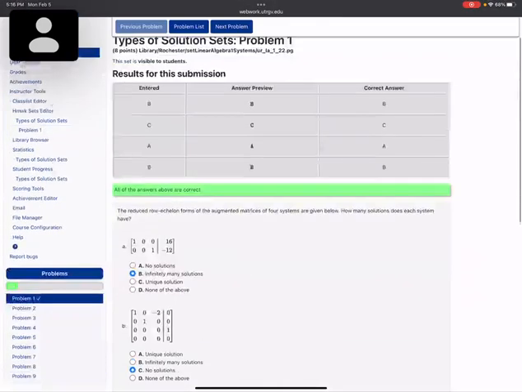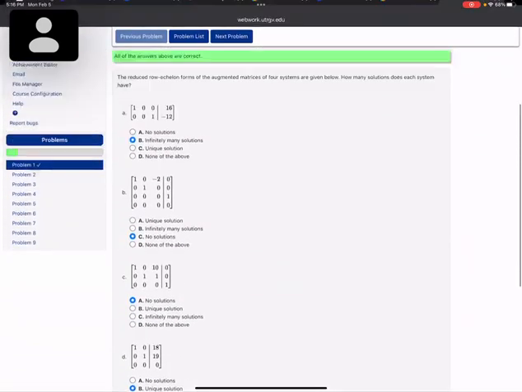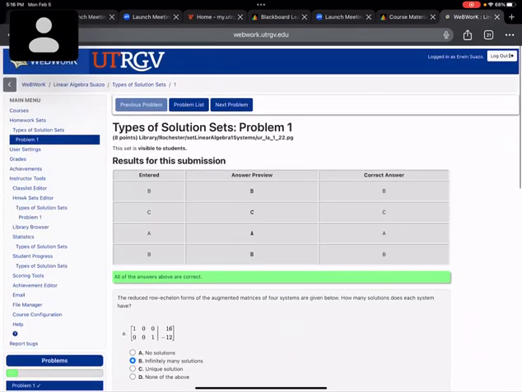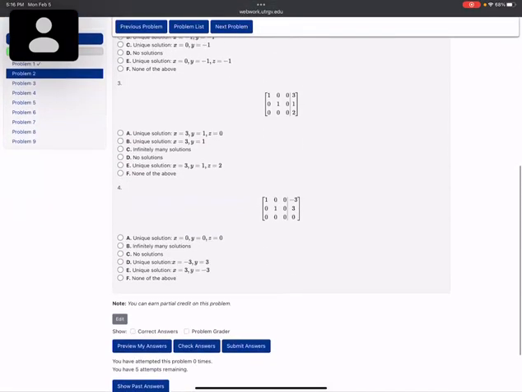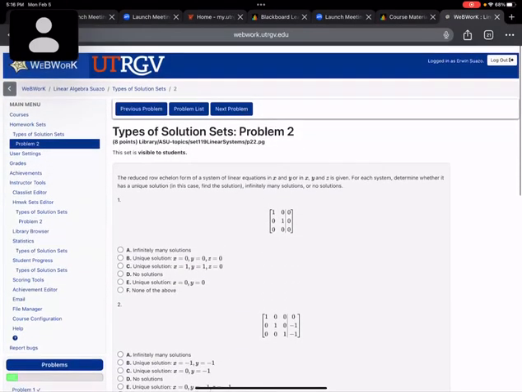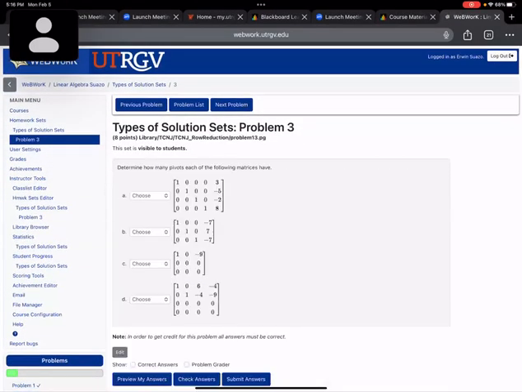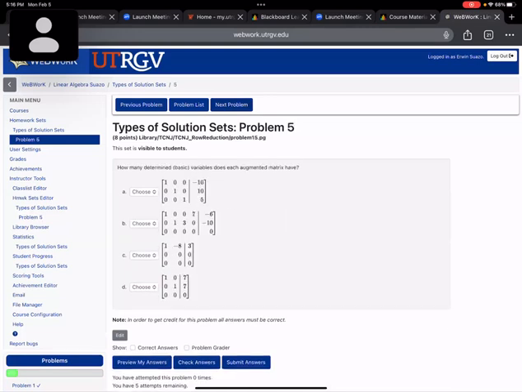Yeah, now it's good. So you see those are very similar. All the problems are going to be very similar, so you just have to choose. They're all similar now. Okay.